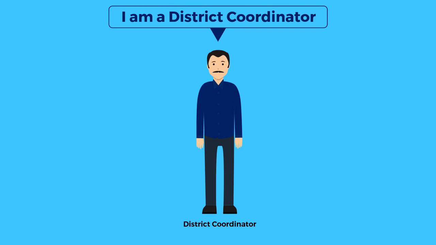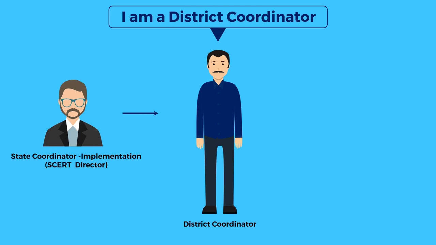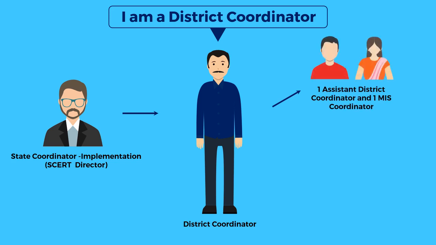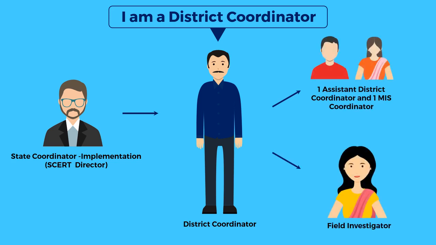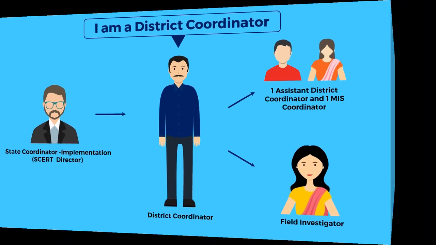In case DIET is not present or functional in a district, then the State Coordinator Implementation will identify and nominate a District Coordinator. The District Coordinator will work in close coordination with the State Coordinator Implementation. One Assistant District Coordinator and one MIS Coordinator will be appointed, along with field investigators. Now, let us see what the roles of the District Coordinator in NAS will be.